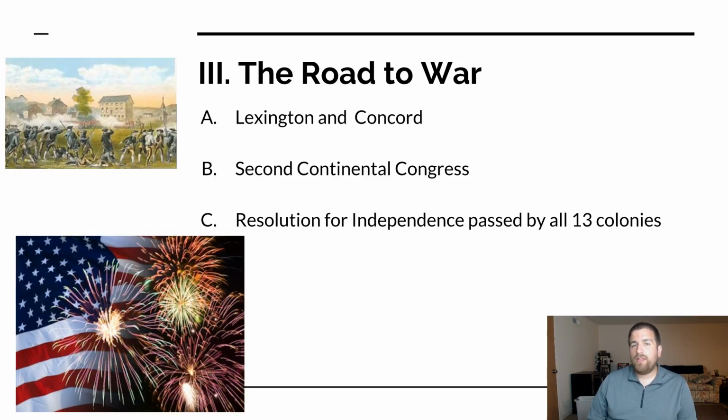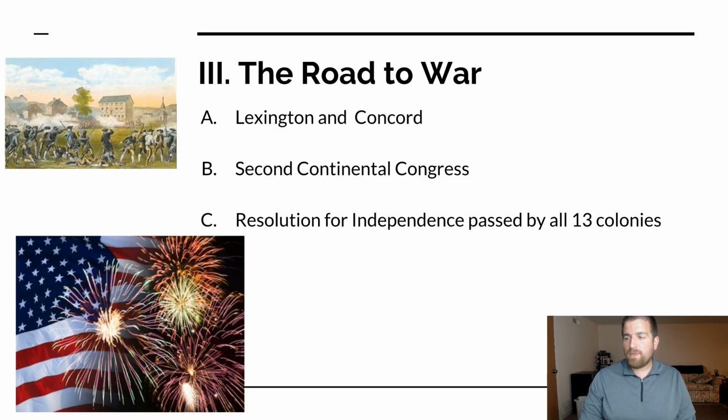Shortly after this, the Second Continental Congress convenes. And again, all 13 colonies send delegates and representatives, and the first decision they make at the Second Continental Congress is that they will create an army formed from soldiers from all 13 colonies, and that army will be commanded by George Washington. So that's the first major thing the Second Continental Congress does.